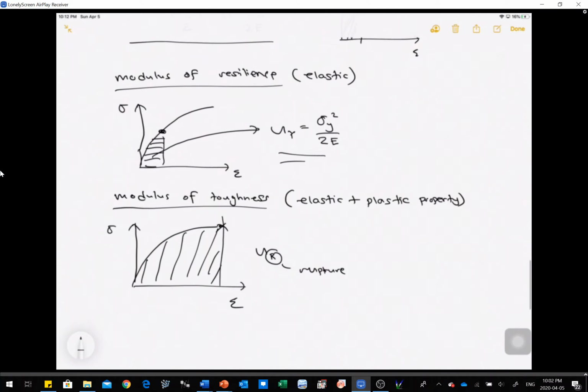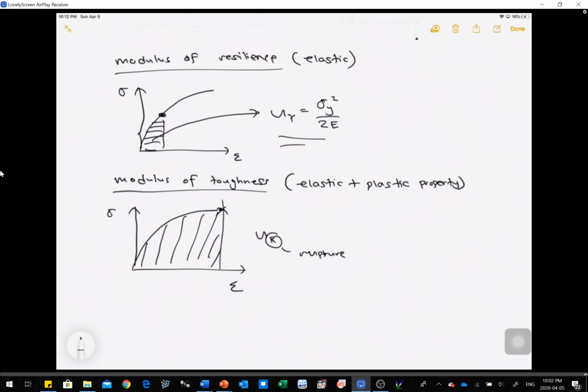So now again, you will just have to apply your integral. If you're going to calculate the area, U sub R is equal to, let's say, the integral from 0 to strain epsilon 1 of stress d epsilon, and then you will be able to get the area of your curve. So now we defined three different things: strain energy density, modulus of resilience, and modulus of toughness. Now, let's move to the next one.